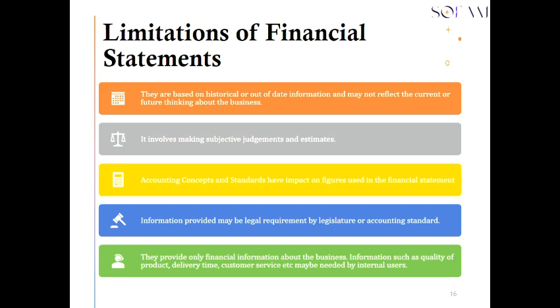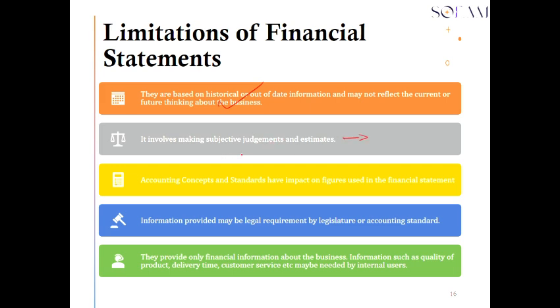Now let's look at some limitations of the financial statement. And the very first one is that they are based on historical information, and that's true. In the sense that anytime you go out to spend, you bring your receipt, the accountant enters it in the accounting system, and the accountant prepares the financial statement with it. So what it means is that all the information in the financial statement is historical, or transactions that have already transpired.